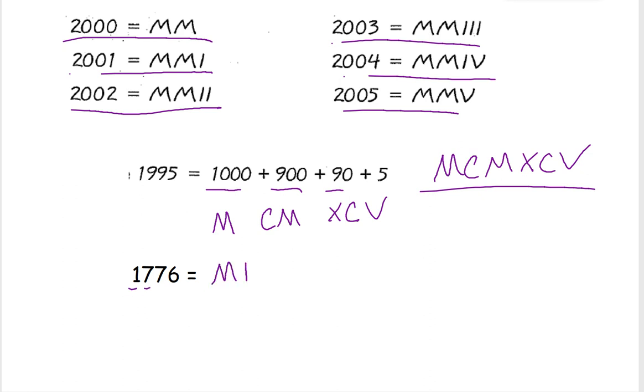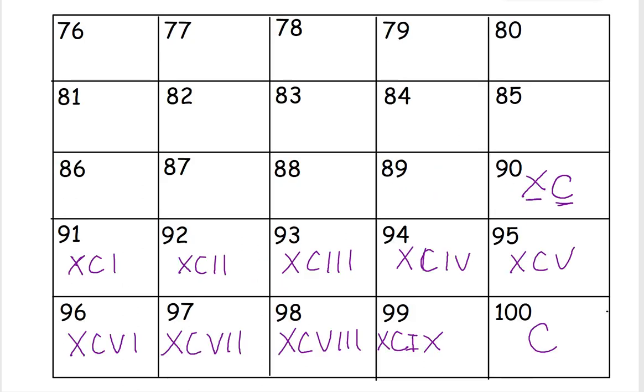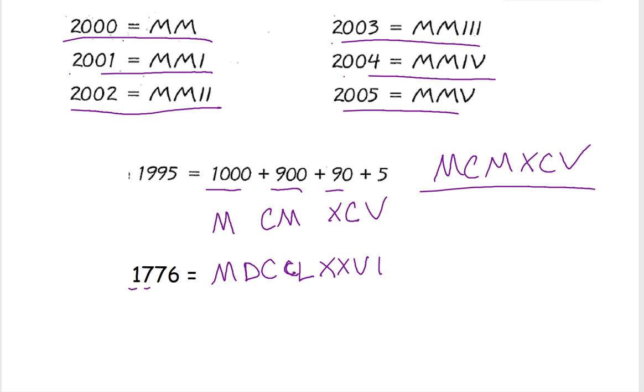1776, well, we have 1000, which is M. 700 would be DCC, then LXX, and then VI is what that date would look like. It's pretty cool to look up what year you were born online to see how it will be written in Roman numerals. And that's it for this lesson. Thanks for watching.